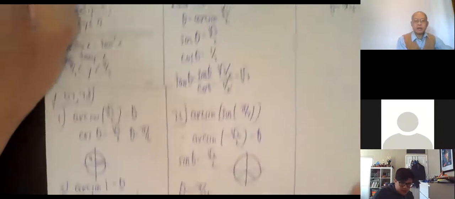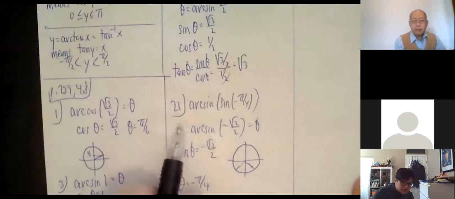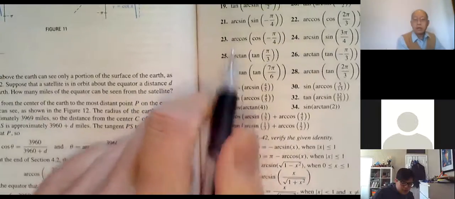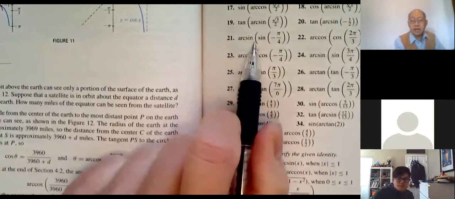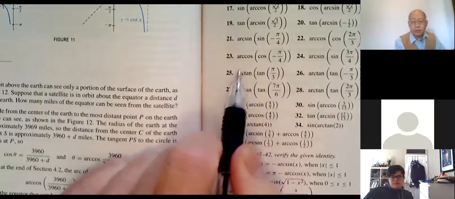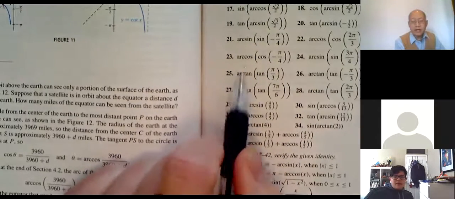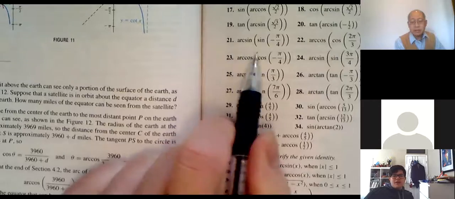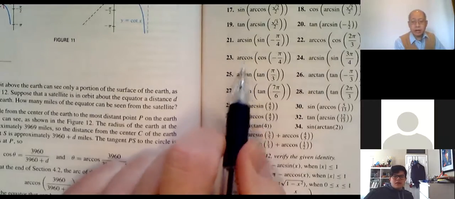Okay, 21. Well, you have to be a little bit careful for 21. Arc sine, sine. At first, you might say, oh, just cancel them out. Negative pi over 4. Not quite. Okay, it's actually going to work for this one, as we'll see, but you have to watch out a little bit. So let's just work it out anyway.